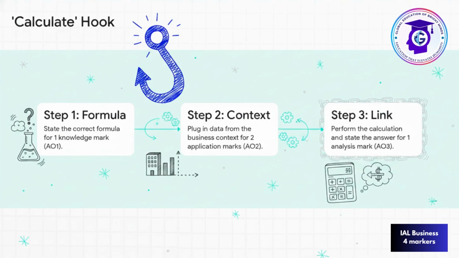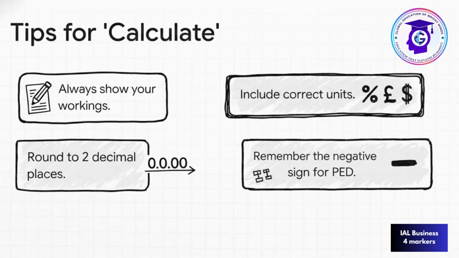For these, just remember 3 little words: formula, context, link. First, for your 1 knowledge mark, you state the correct formula. Then, for your 2 application marks, you plug in the right data from the business context. And for your final analysis mark, you just do the calculation and give the final answer. It really is that simple. And here are just a few really quick pro tips to make sure you grab every single mark. Always show your workings, even if you can do it in your head.